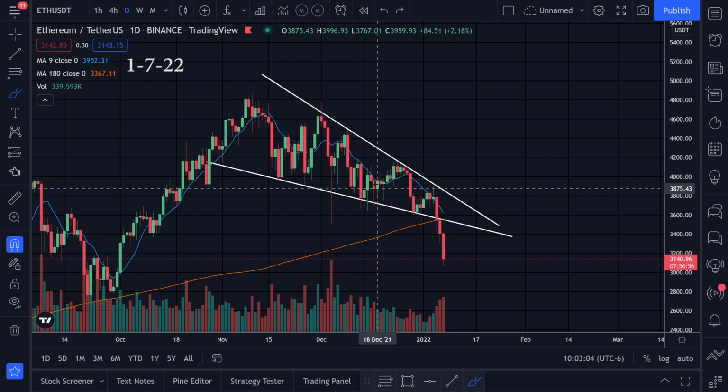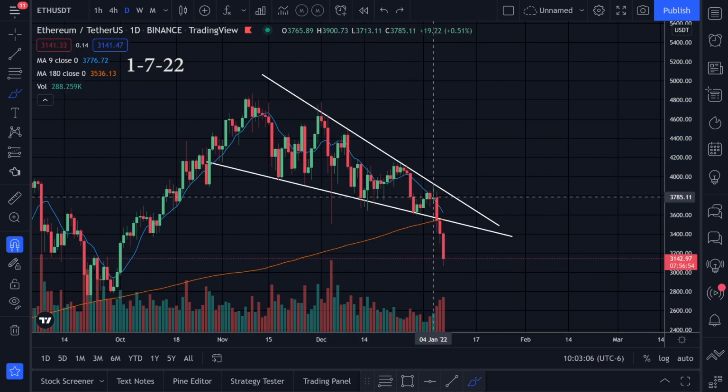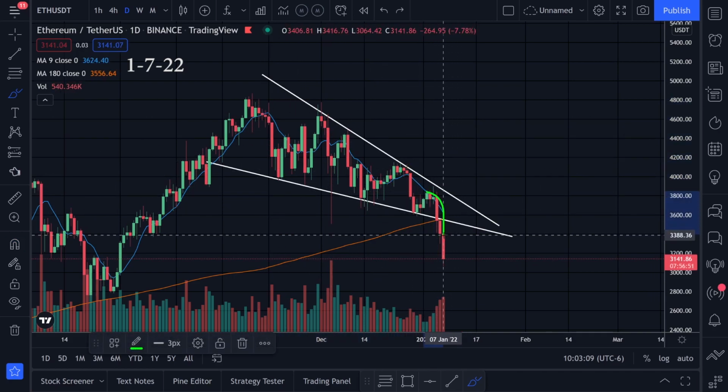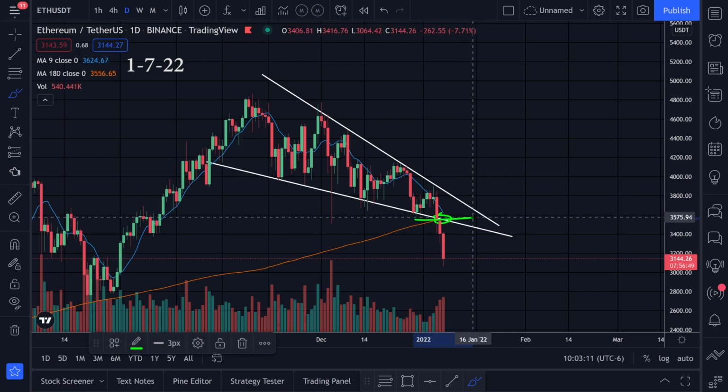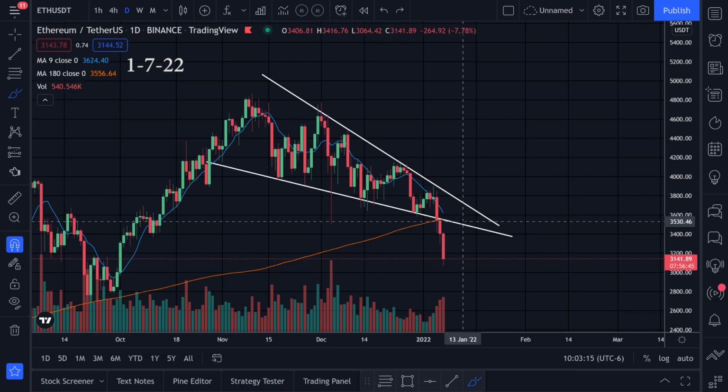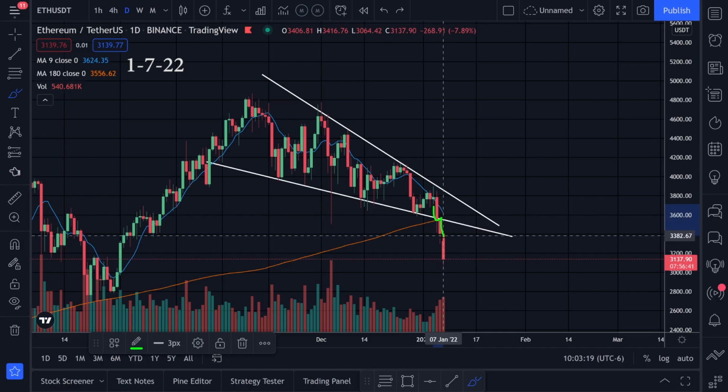I was watching this falling wedge pattern, something like this, and I was waiting for a breakout to the upside or to the downside. I thought we were going to get support right here. I had a limit order set at around 3,555 or 3,550, somewhere around there, and we didn't get that bounce. We actually broke to the downside.